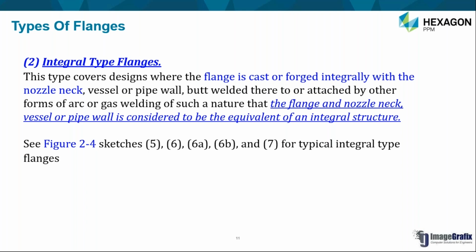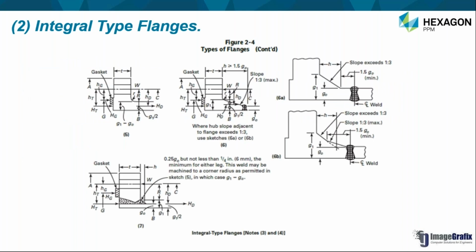Means what? If the flange is welded by some construction to the vessel wall or the nozzle wall, the weld joint is having enough strength so that the nozzle and the shell wall will behave like an integral element, and hence we can take the advantage of the strength provided by the shell or the nozzle wall to the flange design. Okay. So these are the figures, typical figures you will find: 5, 6, 6A, 6B and 7, which are used generally as integral type of flanges. So here the figures are.